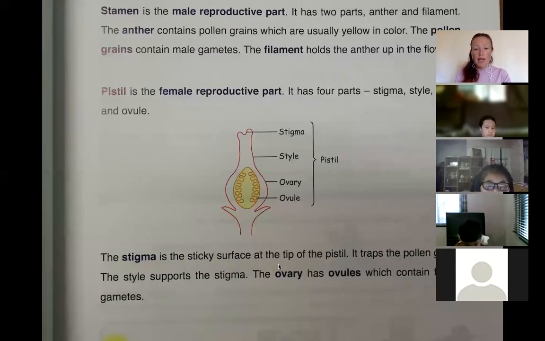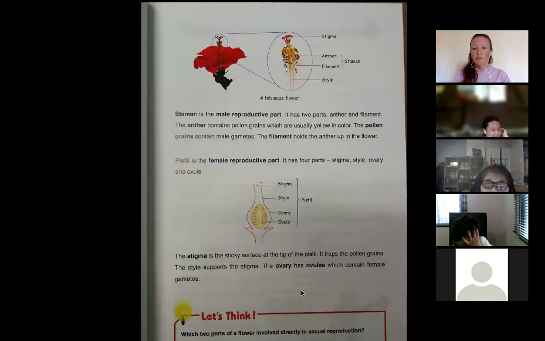The stigma is a sticky surface at the tip of the pistil. It traps the pollen grains. The style supports the stigma. So style is like a stem for the stigma, like the filament supports the anther. And the ovary has ovules which contain female gametes, female cells.